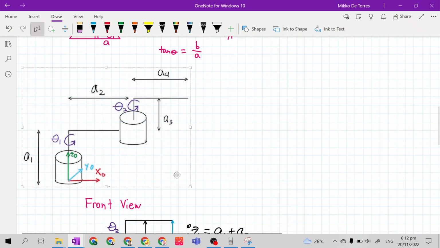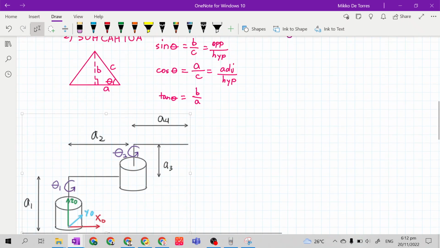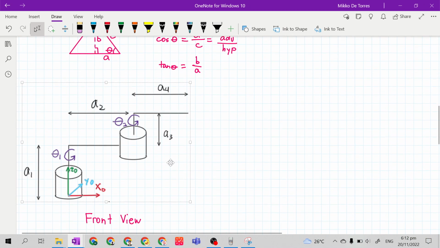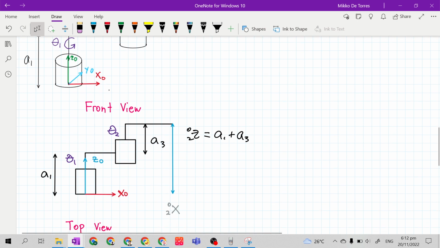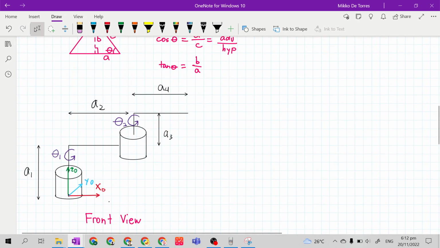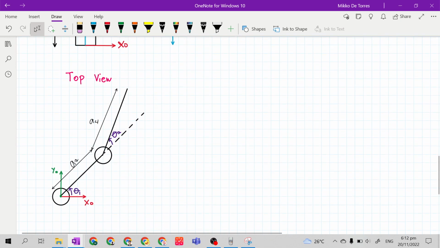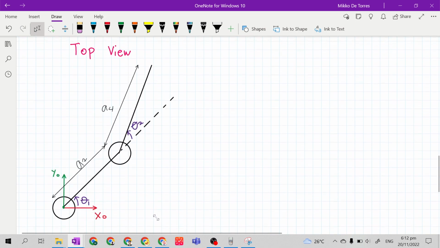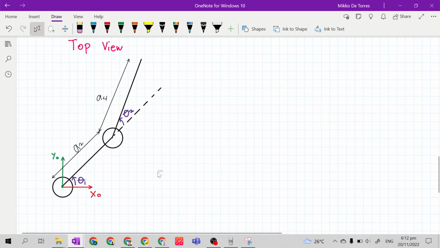So let's go to top view. Again, you can start from front view or top view, or top view first then front view. It depends on the analysis that you will do. So let's move on from X02 and go to top view. I redraw the kinematic diagram in this top view drawing.